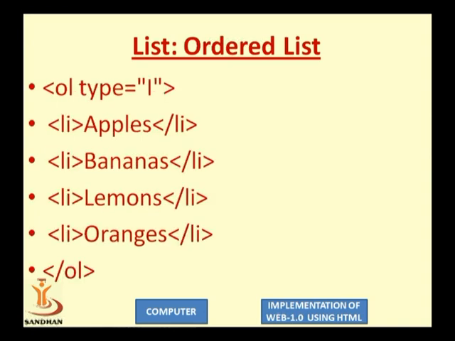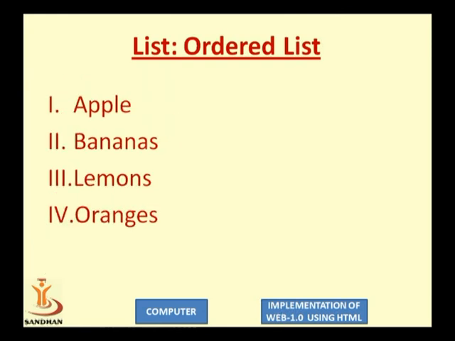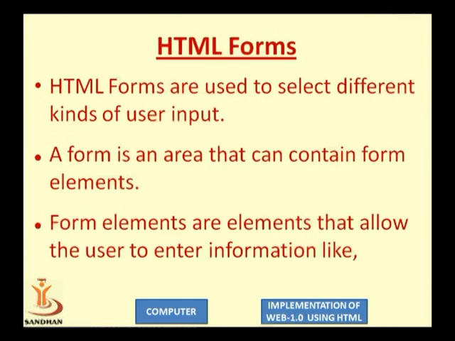So these are the lists. Here we define the upper Roman. The OL type is Roman 1. The contents remain the same. So what will be the output? This will be the output. Every content, like apple, banana, lemons, and orange, is using Roman numbers. So this is the list, ordered as well as unordered.